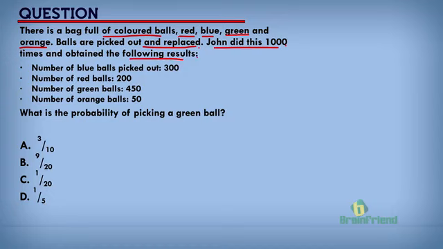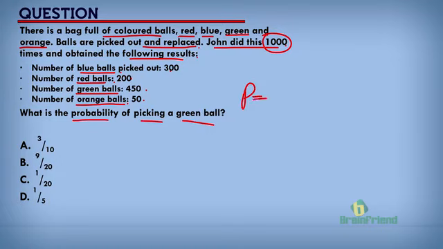Okay, 300 times he picked blue balls. 200 times he picked red balls, 450 times he picked green balls, and 50 times he picked orange balls. So 300 and 200 and 450 and 50 gives us the 1,000 times that John did his experiment. What is the probability that he will pick a green ball?